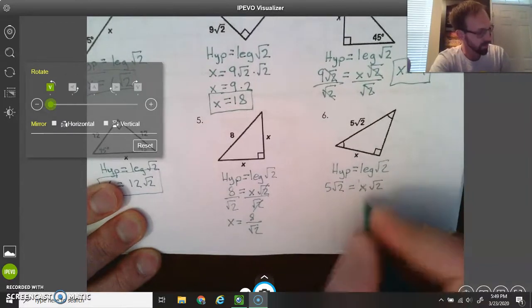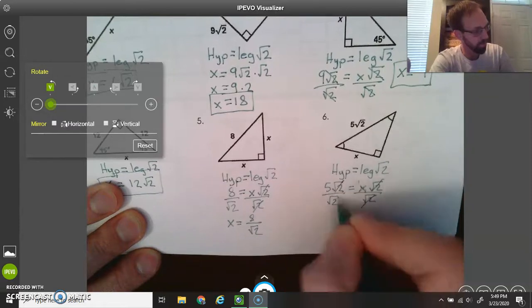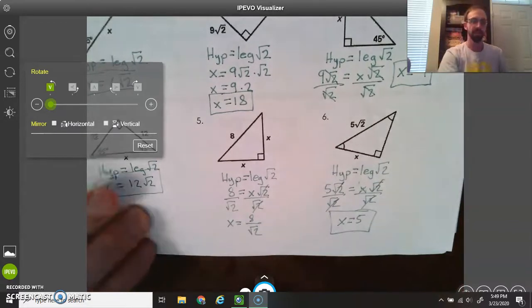Leg times square root of 2. Divide by square root of 2 on both sides. And you get x equals 5. And we are done. That's the first page. Flip.